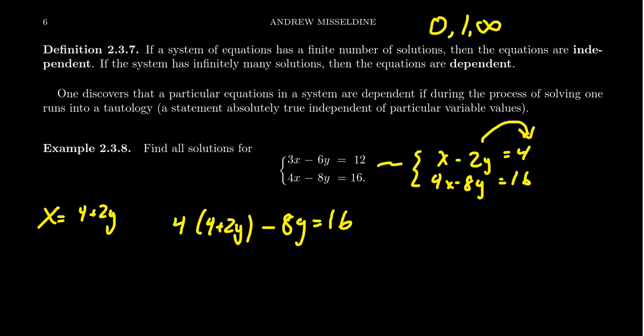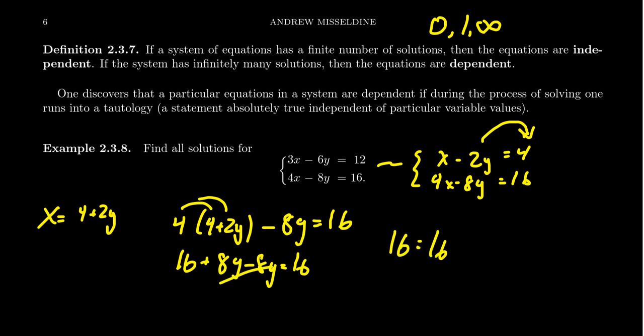Simplifying the left-hand side, I'm going to distribute the 4. So we end up with 16 plus 8y minus 8y is equal to 16. If I add the y's together, you get 8y minus 8y. They cancel out and you end up with 16 equals 16. Whoa, this is exactly what we were looking for. This indicates to us that we actually are in the dependent case.